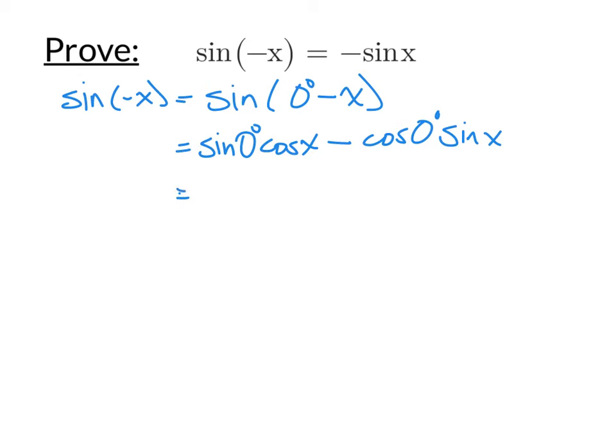Now for 0 degrees, sine of 0 is 0, so we'll have 0 times cosine here, and the cosine of 0 degrees is 1, so 1 times sine on this side. Obviously 0 times anything is 0. We're left with negative 1 times sine, which is negative sine.